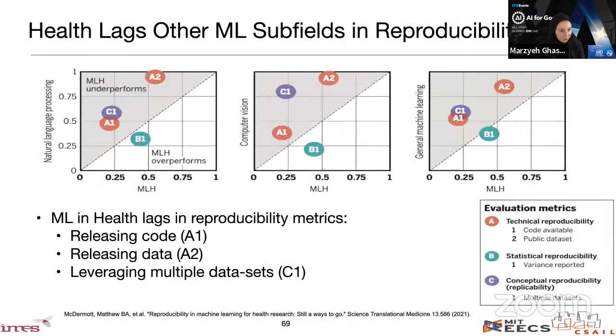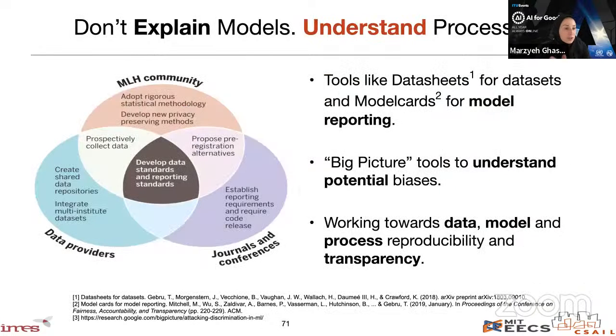I think in general, health, we found, lags other machine learning subfields in reproducibility. But this is something that can be fixed by our community continuing to release code and data openly so that our results are just as reproducible as those in computer vision, general machine learning, and natural language processing. And I hope I've convinced you that we shouldn't use a simple shortcut, explain the models. We need to understand processes. The datasheets for datasets recommendation, or model cards for model reporting, using big picture tools to understand potential biases throughout the process, because we need to work towards data, models, and processes that are reproducible and transparent.